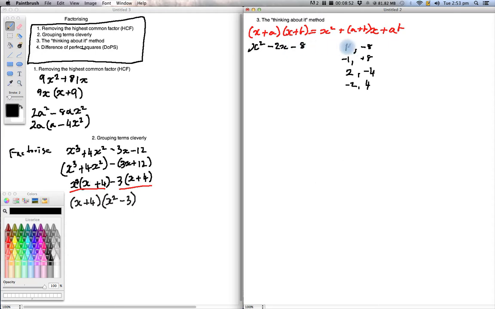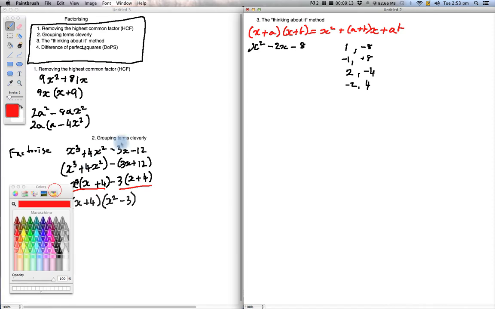Well, this first one, if we add plus 1 and minus 8, that gives us minus 7. So it's not that. Minus 1 plus 8, that's plus 7. So it's not that option either. 2 plus minus 4 is minus 2. So we know, let's get some colour. We know that it must be this option here, because when we add them, we get this middle term.